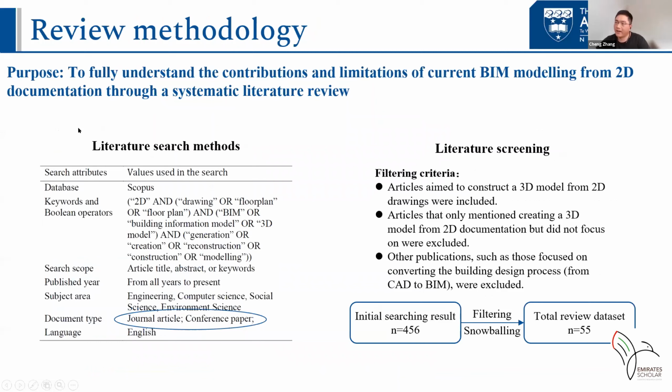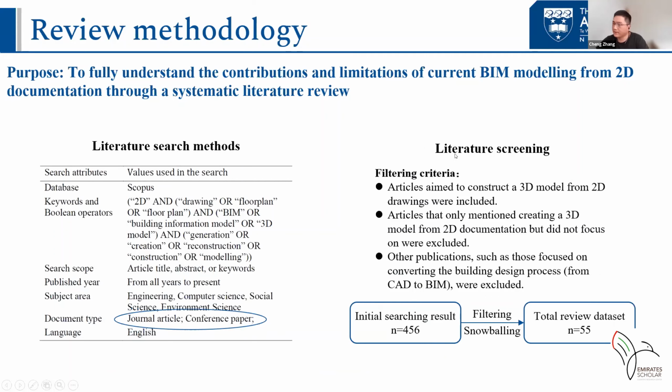This paper aims to fully understand the contributions and limitations of current BIM modeling from 2D documentation through a systematic literature review. We identified the relevant papers from the scopes, and we included both journal articles and conference papers. The initial search result is 456 papers.